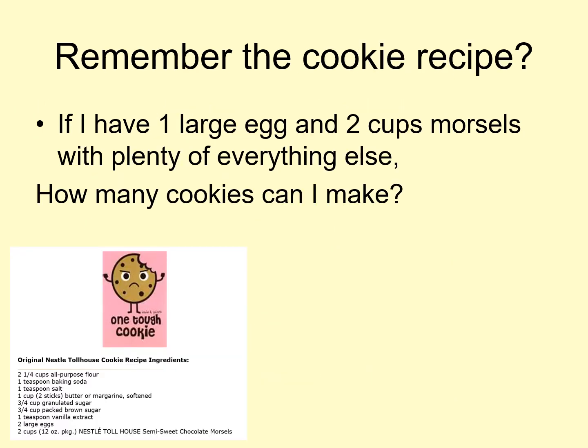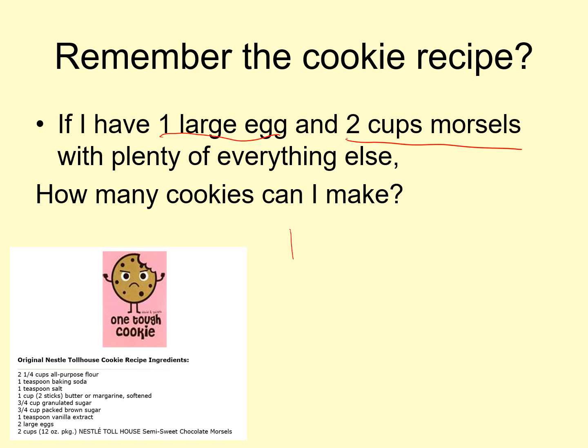All right, so remember the cookie recipe? Well, here's the cookie recipe. If you had 1 large egg and 2 cups of morsels with plenty of everything else, how many cookies can you make? We have to figure out, this is a reactant and this is a reactant. We have to figure out which reactant is going to limit the amount of product we get.